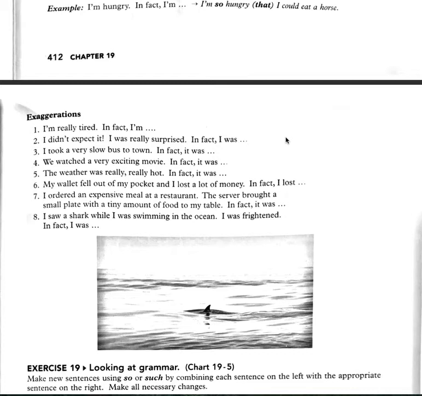Look at number 3. I took a very slow bus to town. In fact, it was so slow that a turtle walked faster than the bus. Or, I took a very slow bus to town. In fact, it was so slow that my grandmother beat us by walking. Okay?